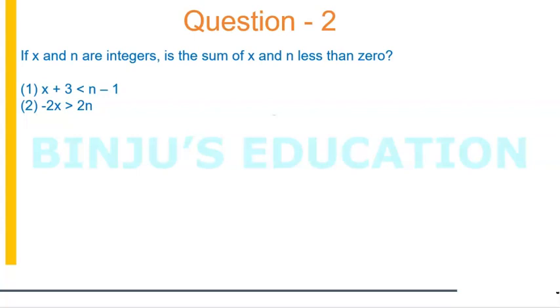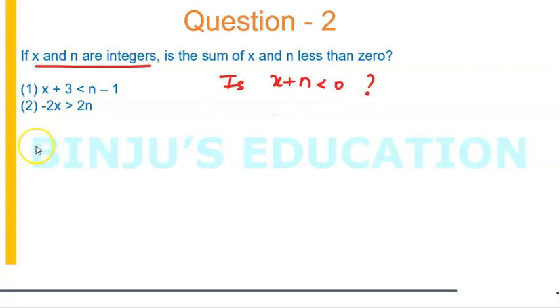All right, let's see what we can do with this one. x and n are integers. What type of integers is not given to us? x can be positive, n can be positive, x can be negative, n can be negative. Both of them can be 0 also. Is the sum of x and n less than 0? So the question is, is x plus n less than 0? This is the question asked.